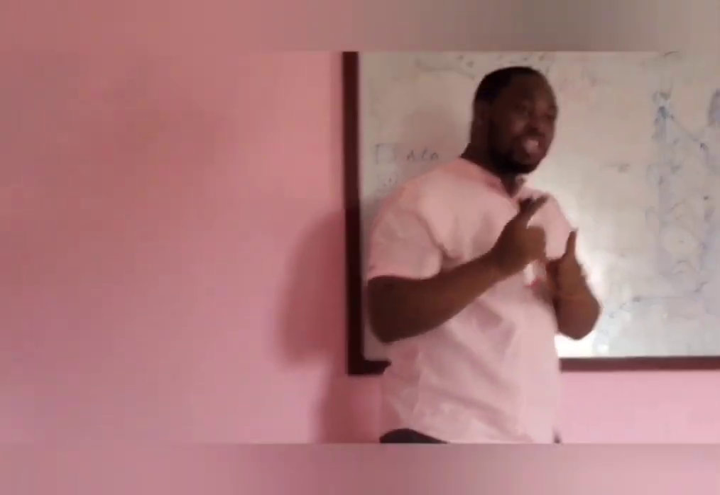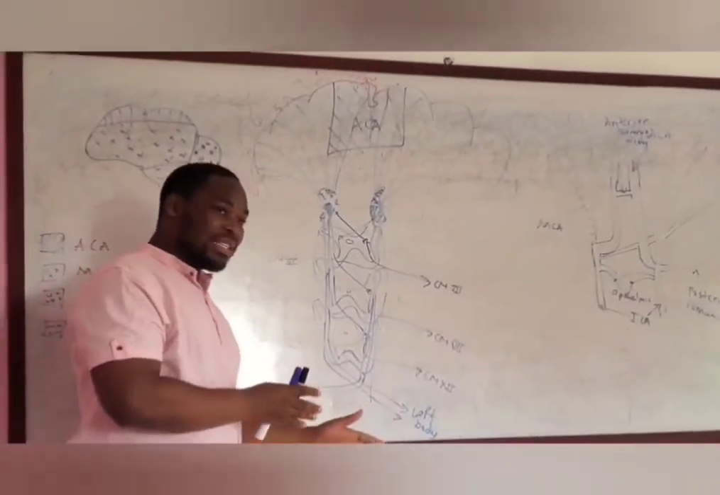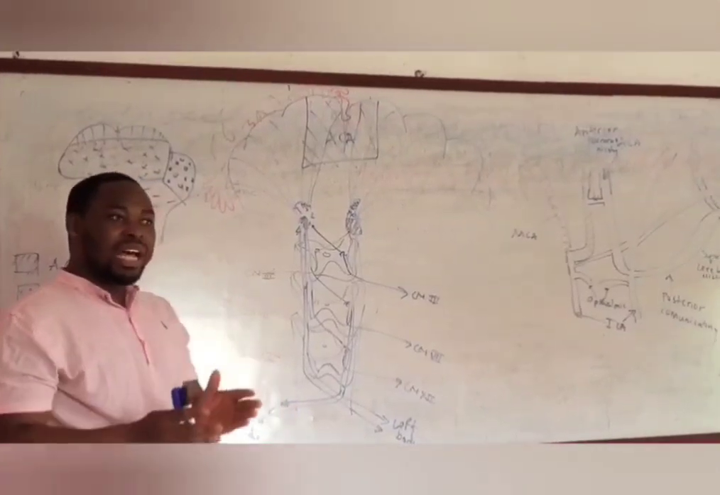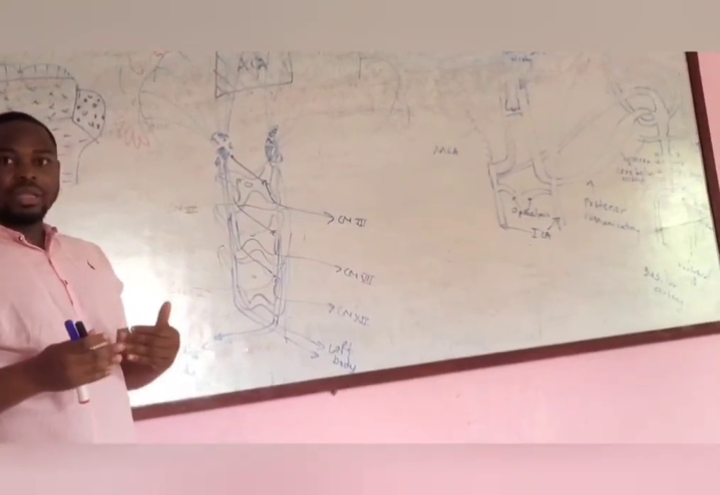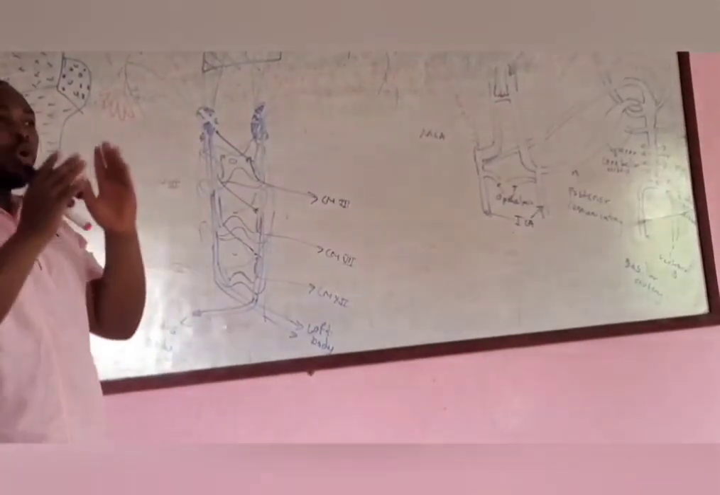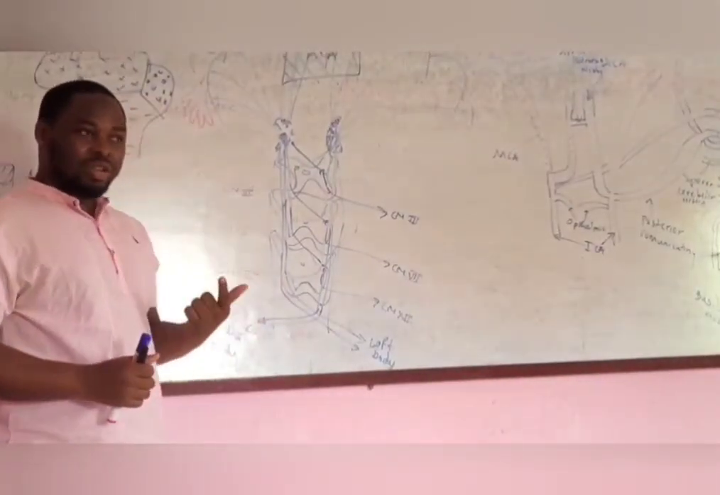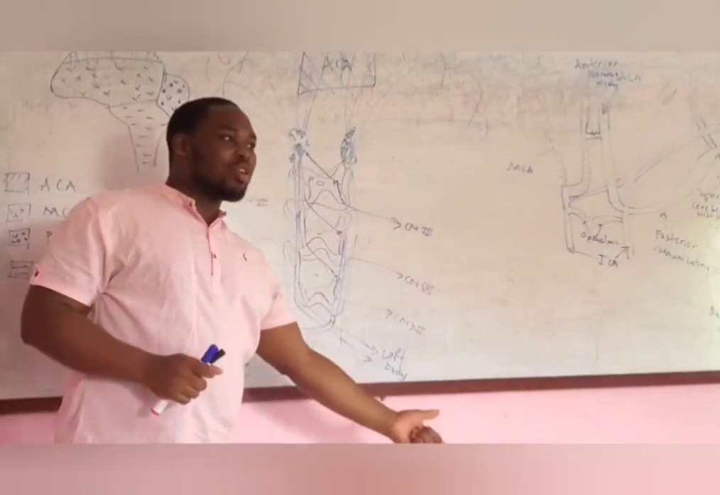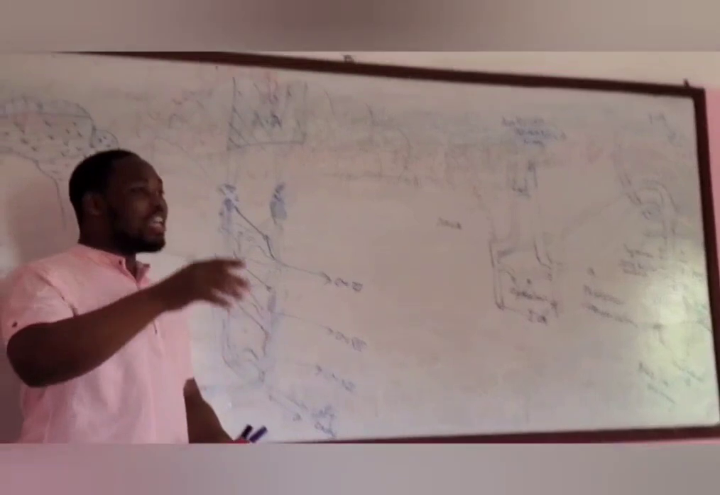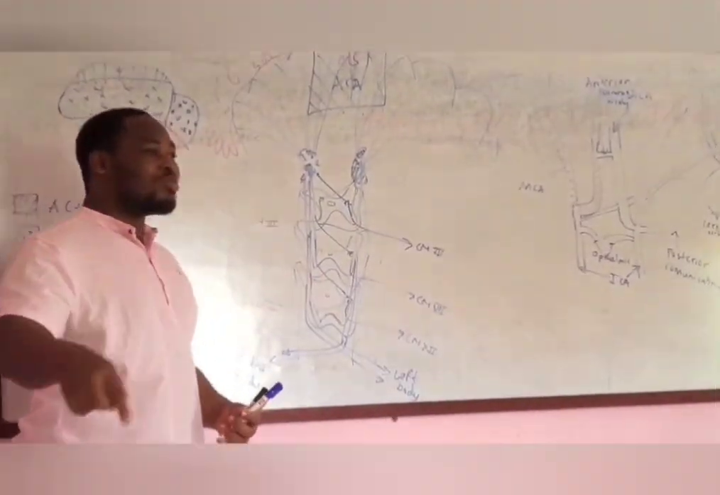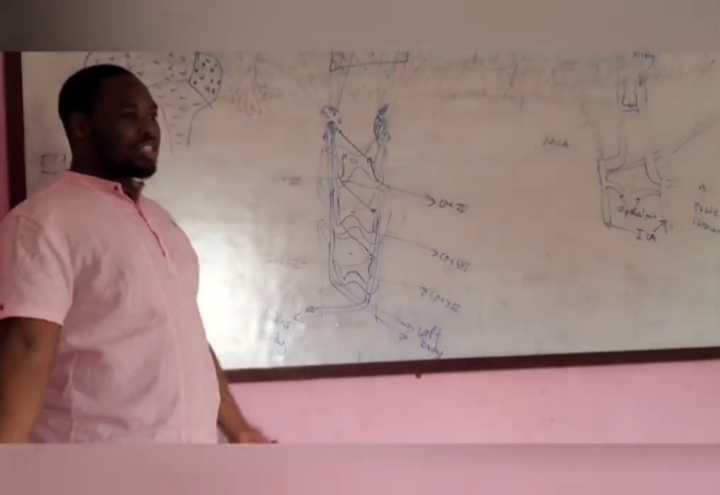So if you have a patient that just has hemiparesis on the left side, it means that the anterior horn is affected. The anterior horn is only motor. And what supplies the anterior horn? The anterior cerebral artery. So the location is the anterior horn of the internal capsule, and the arterial distribution is the anterior cerebral artery.